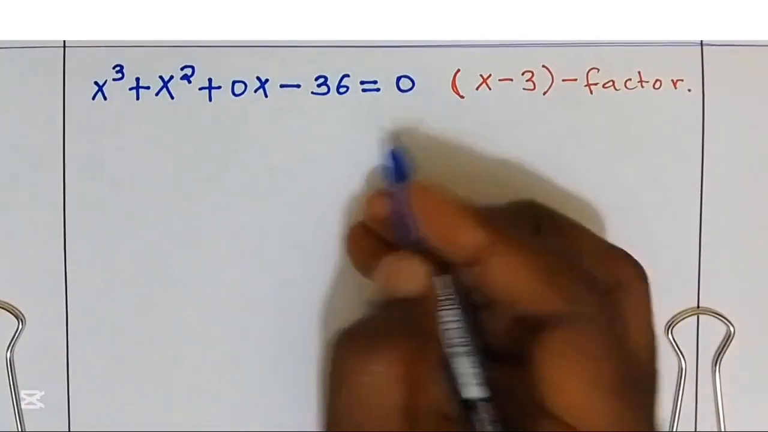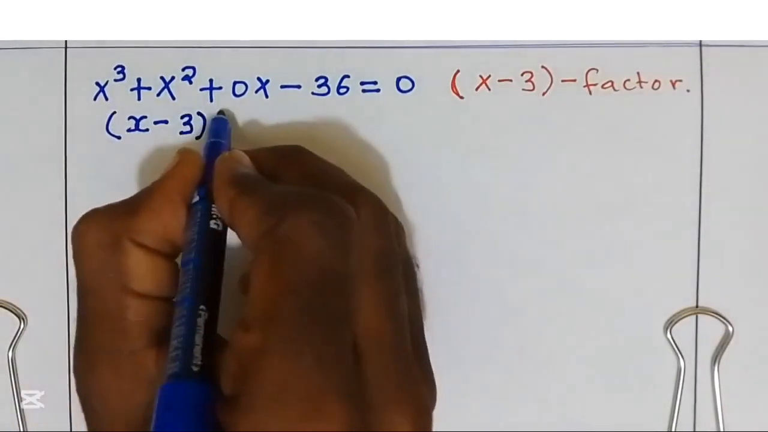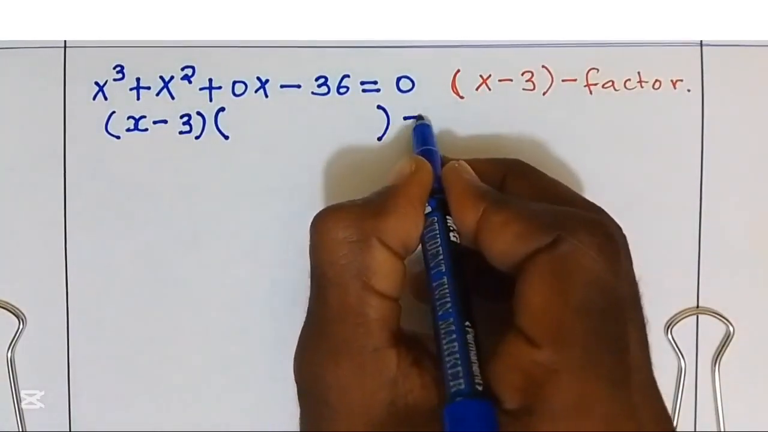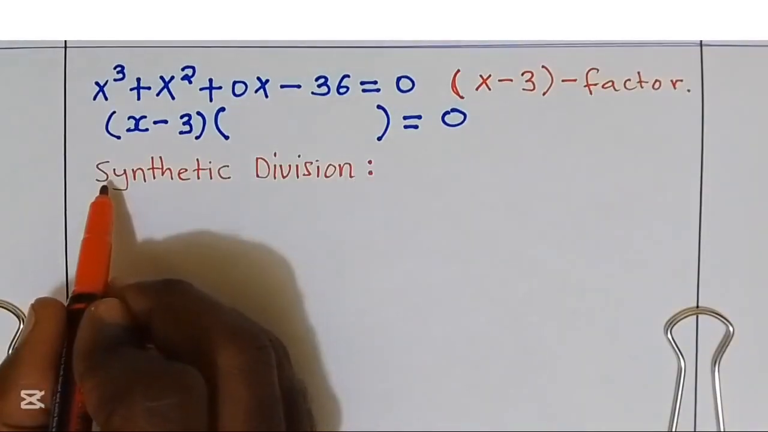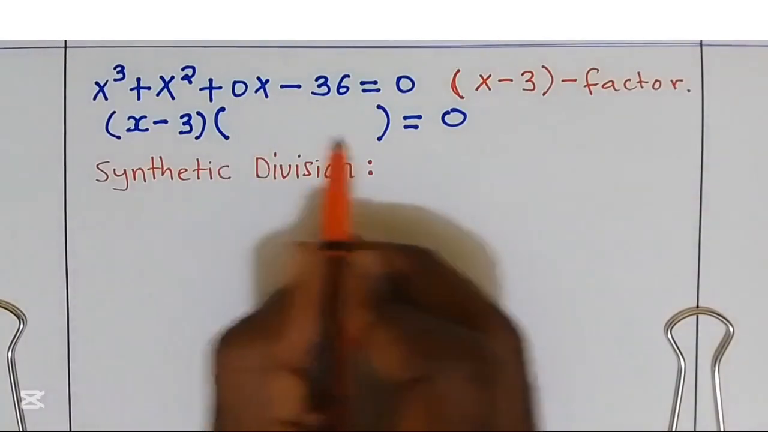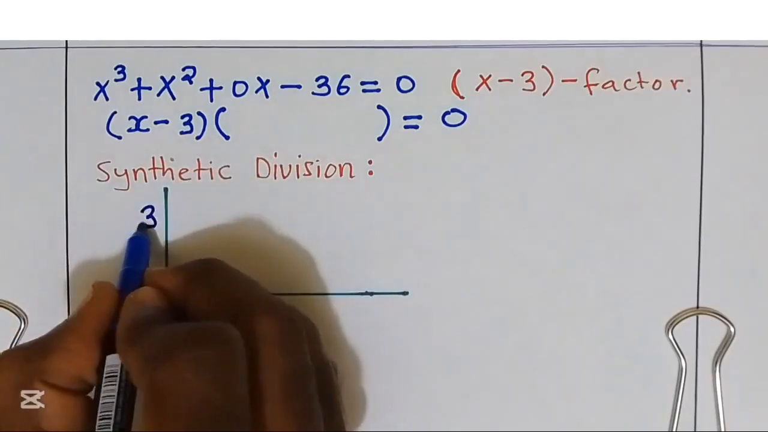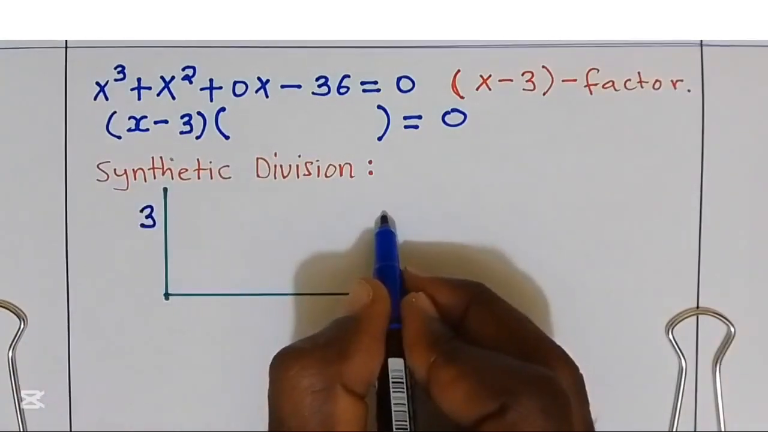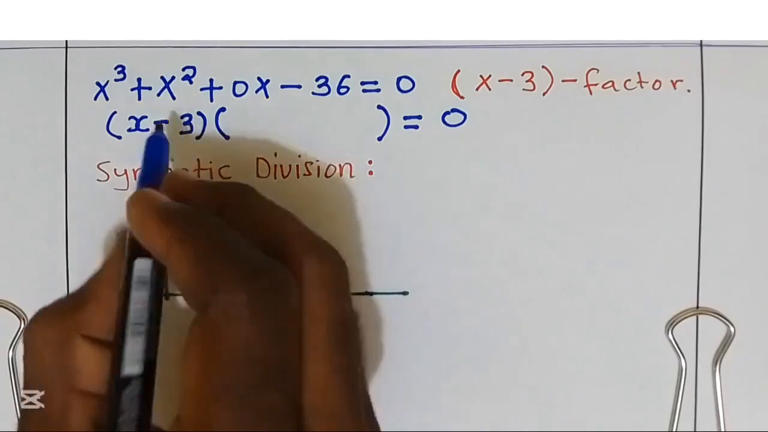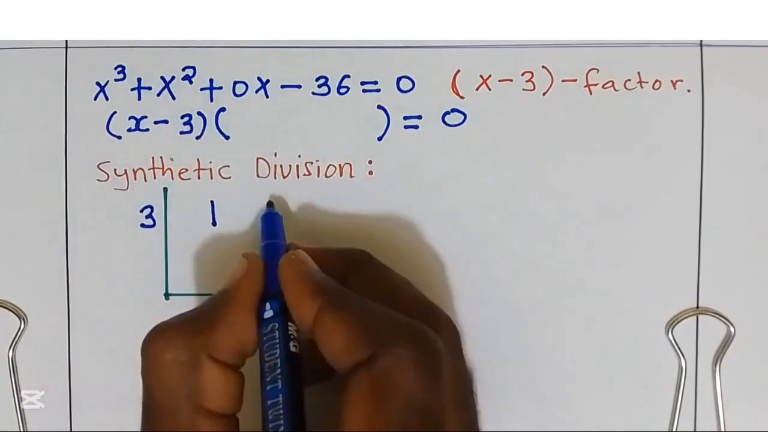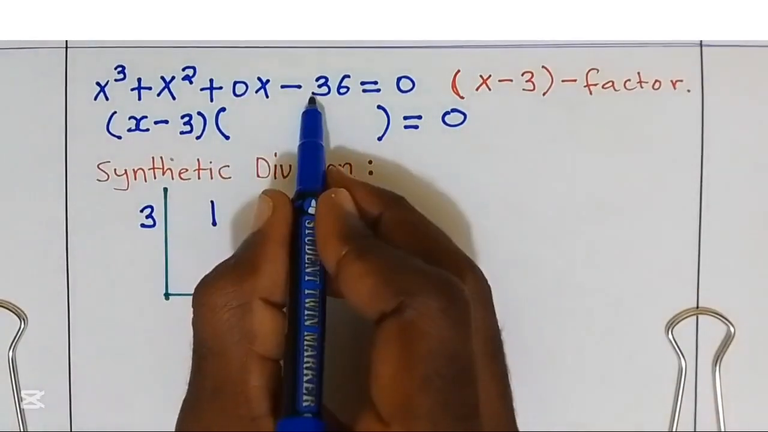Now we know if we take that factor, x minus 3, multiplied by another factor here, this is equal to 0. So we are going to look for this factor here. We are going to use synthetic division to get it. Over here, we put our root, which is 3. And here we arrange the coefficients from the polynomial: 1, then next also 1, here 0, and at last minus 36.